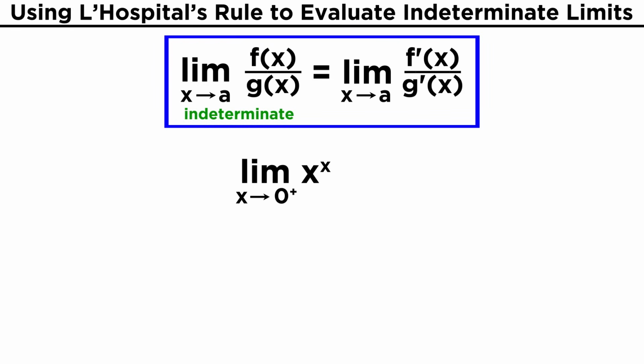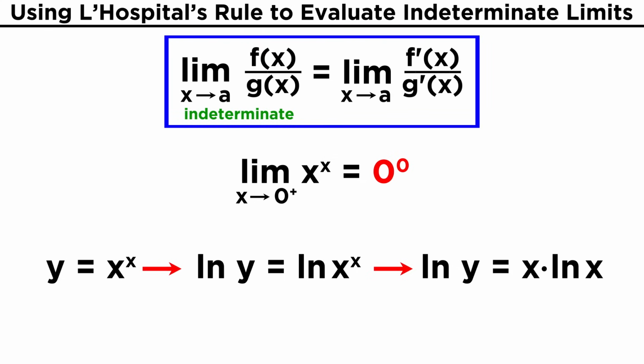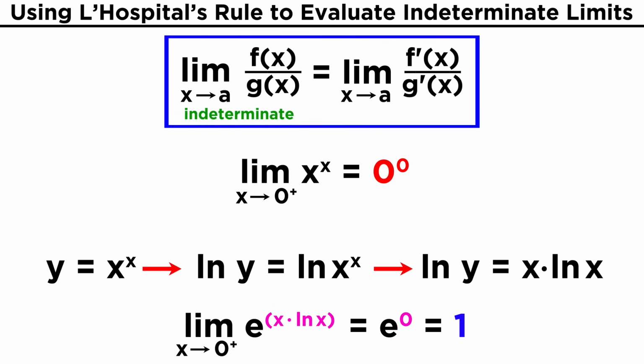For example, how about x to the x power as x approaches 0 from the positive direction? This would give us 0 to the 0, which is no good. But if we do the steps outlined a moment ago, we end up with e raised to the power of the quantity x times natural log of x. In the previous example, we showed that x times the natural log of x goes to 0 as x approaches 0 from the positive direction. So this limit becomes e to the 0, which is 1.